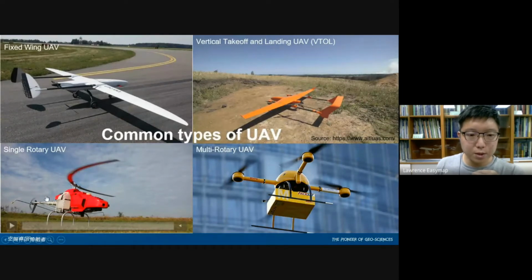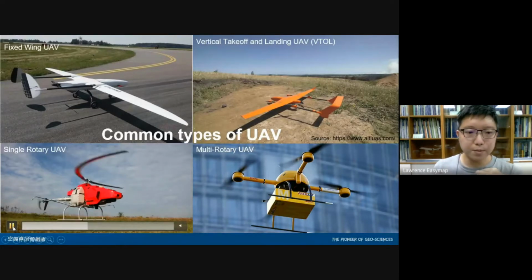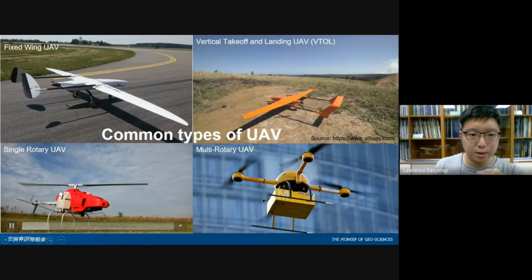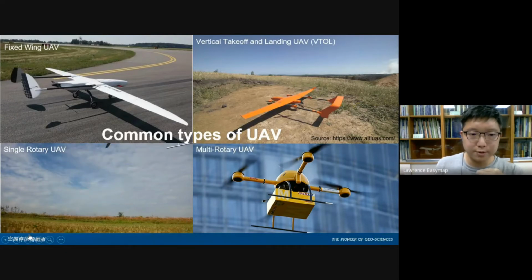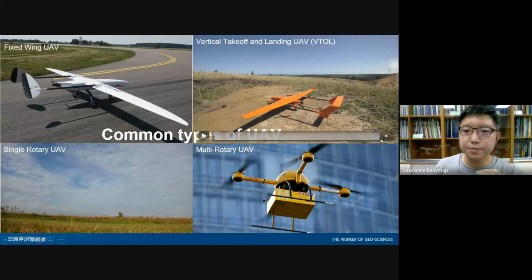The second one, on the left lower corner, is the single rotary UAV. It is something like a helicopter. It has a main rotor on top of it, and it rotates and provides the lift, and then the aircraft just takes off. It doesn't need any runway to take off from the ground.